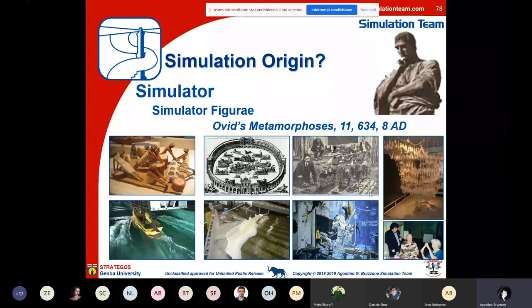Simulator came from Ovid's Metamorphoses. That means somebody that could simulate somebody else. There are many kinds of simulators. From Egyptian time, we have this kind of diorama representing some kind of operation, a static simulation. But during Roman time, they were creating battles at sea simulated inside the Colosseum.